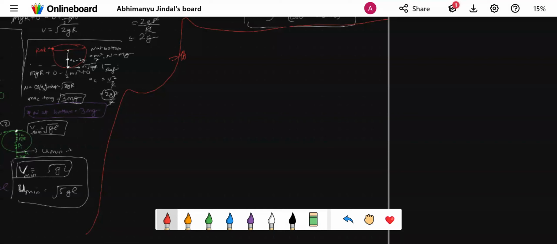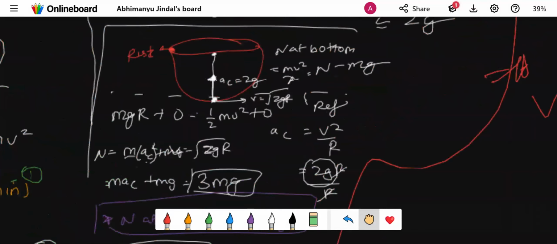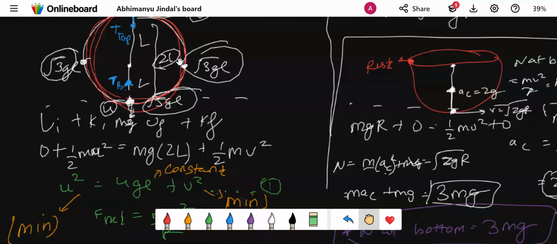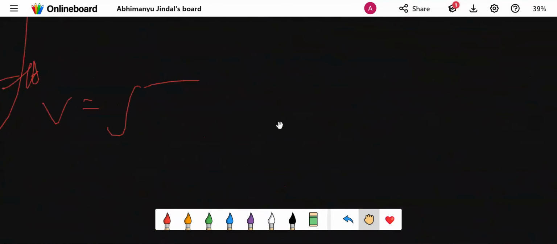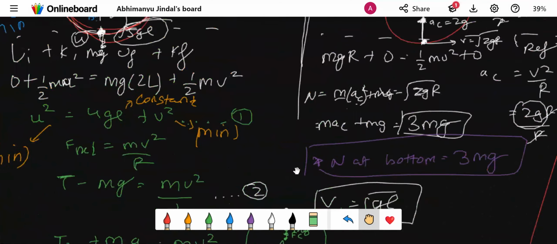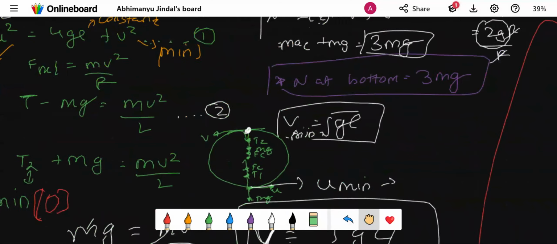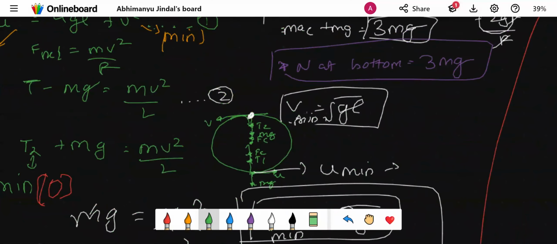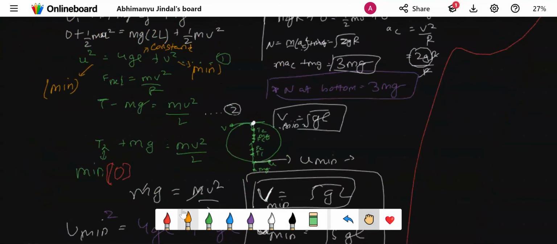So now I'm done with everything with minimum velocity, which is root 5GL at the bottom and root GL at the top. Velocity here is root 3GL at these side points. The minimum velocity at these points is root 3GL. Okay, now let's go to tensions. Let's look at tension 1 and tension 2. Tension 1 is this, and tension 2 is this.